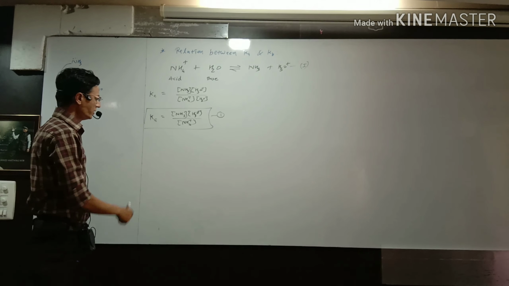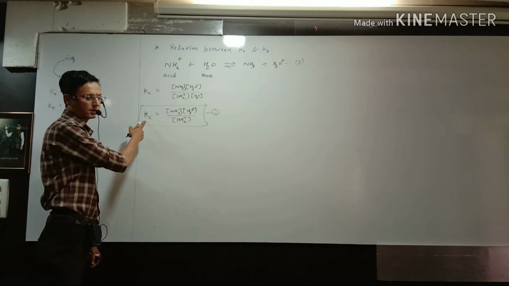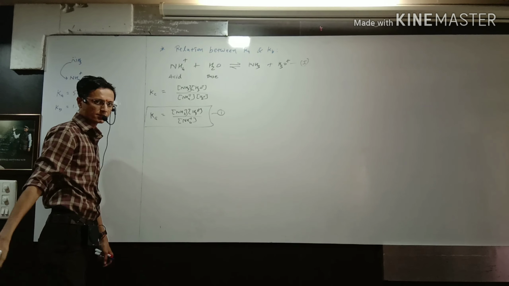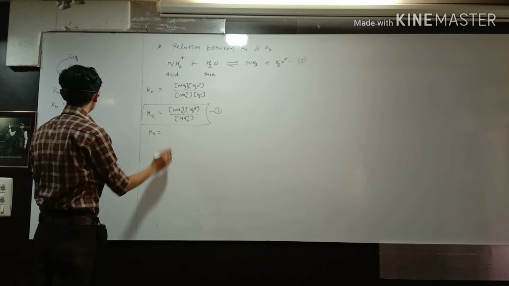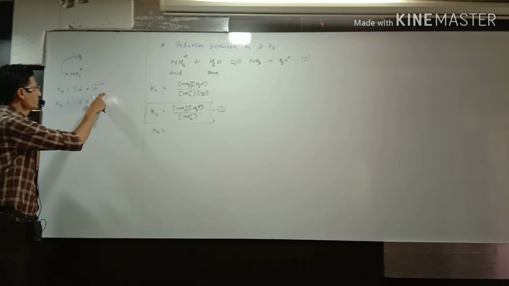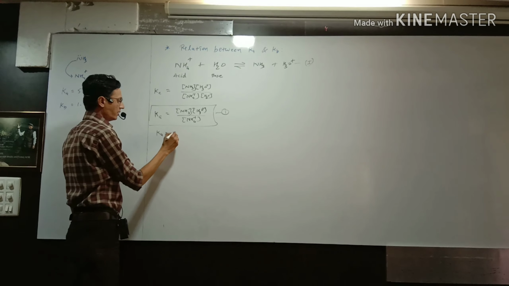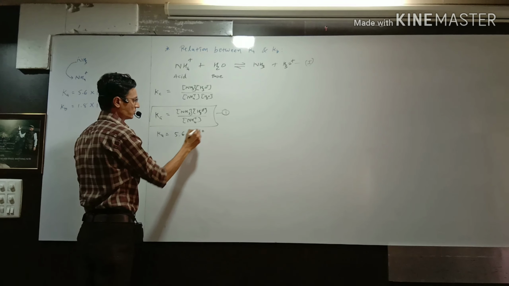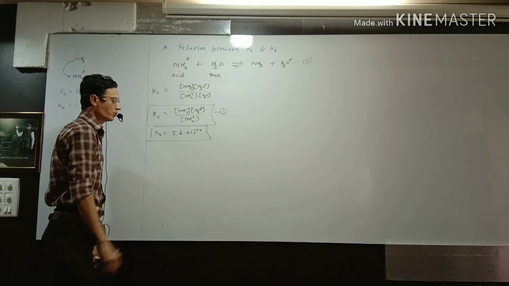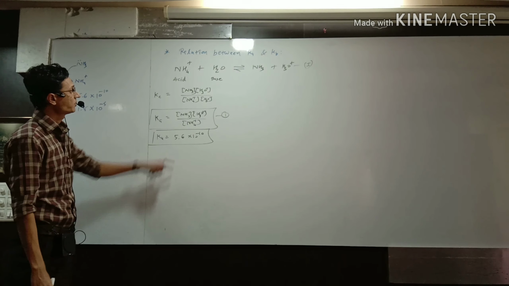Now, the value of Ka for ammonium ion is 5.6 into 10 raised to minus 10. This is the value of Ka for ammonium.